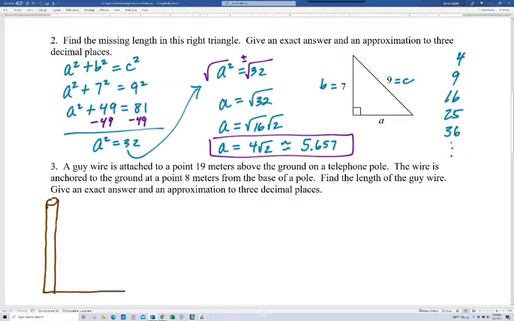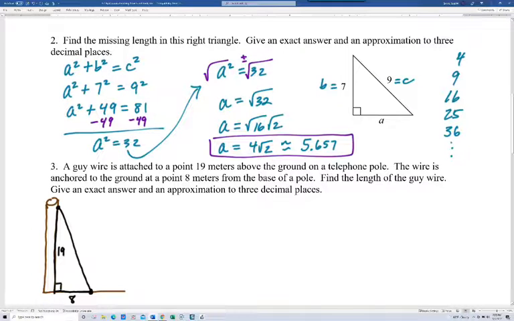I'm going to draw my pole. And so this guy wire, it's a wire, is attached to the top of the pole somewhere. And it goes to the ground. And it's 19 feet high and 8 feet from the base of the pole. This would be the base of the pole. And so that distance there is 8.